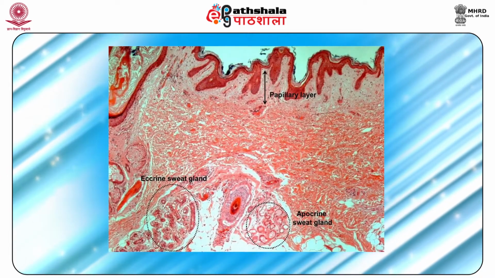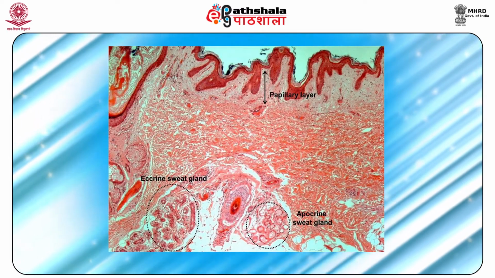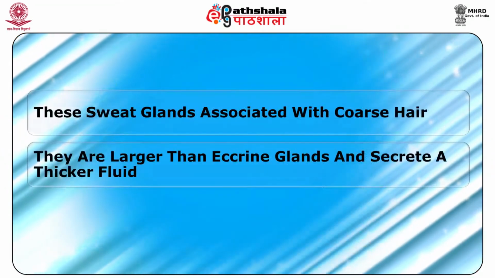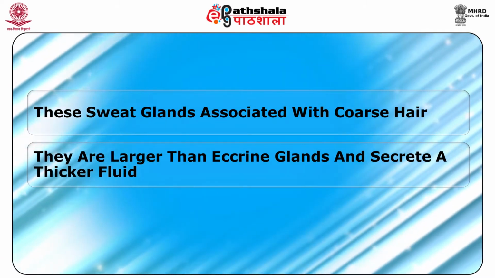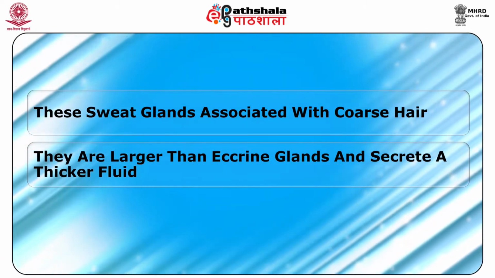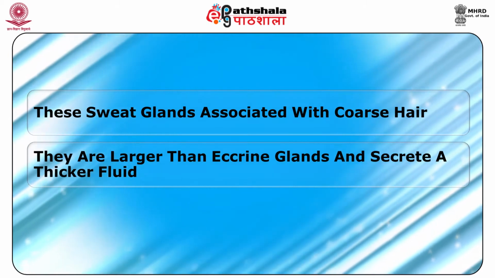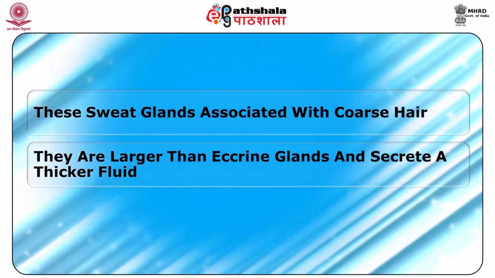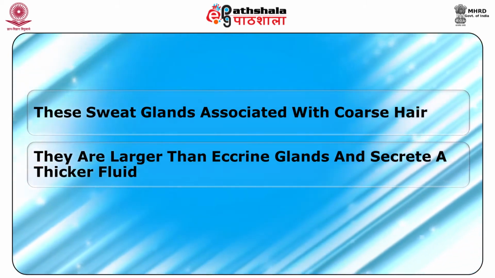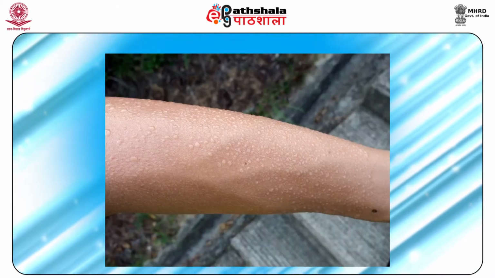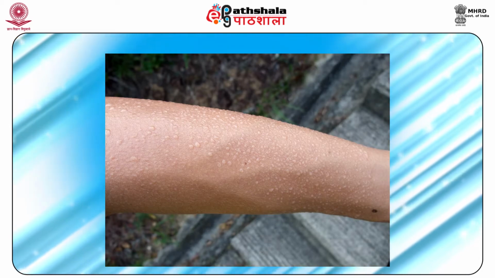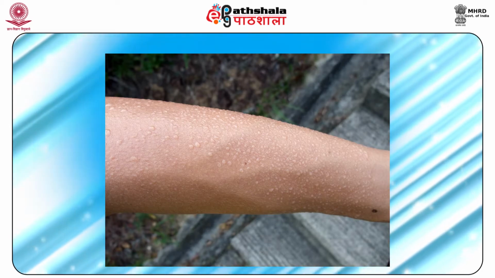The other sudoriferous gland present in the skin is the apocrine gland. These sweat glands are associated with the coarse hair of the armpit and pubic area. They are larger than eccrine glands and secrete a thicker fluid. Now let us study the mechanism of sweating. Sweating allows the body to regulate its temperature.